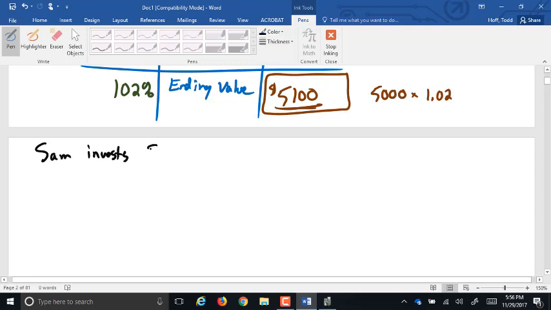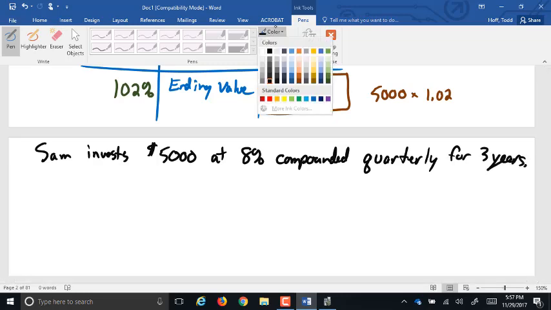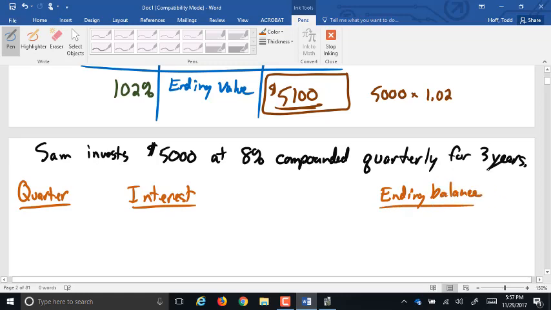Sam invests $5,000 at 8% compounded quarterly for 3 years. Let's look for the future value. Well, using what we already know, there are some things we can do with this.